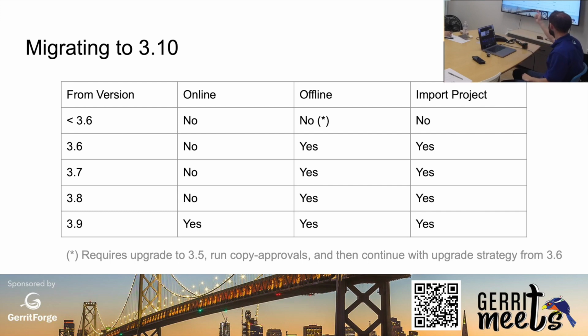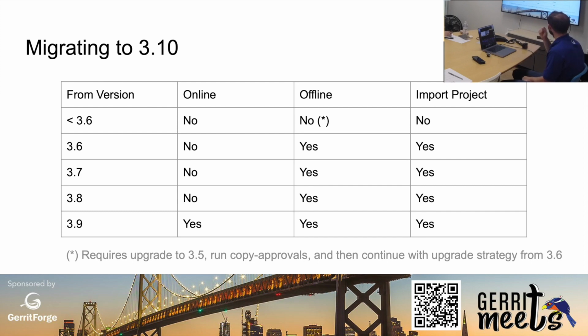However, if you're upgrading to 3.6, you need to make sure that you've actually run the copy approval script, which will write the latest state of your labels onto the meta ref so that it's now up to date and newer versions of Gerrit can load the labels correctly. So yes, you need to stop in 3.6. There's no ifs or buts about that.